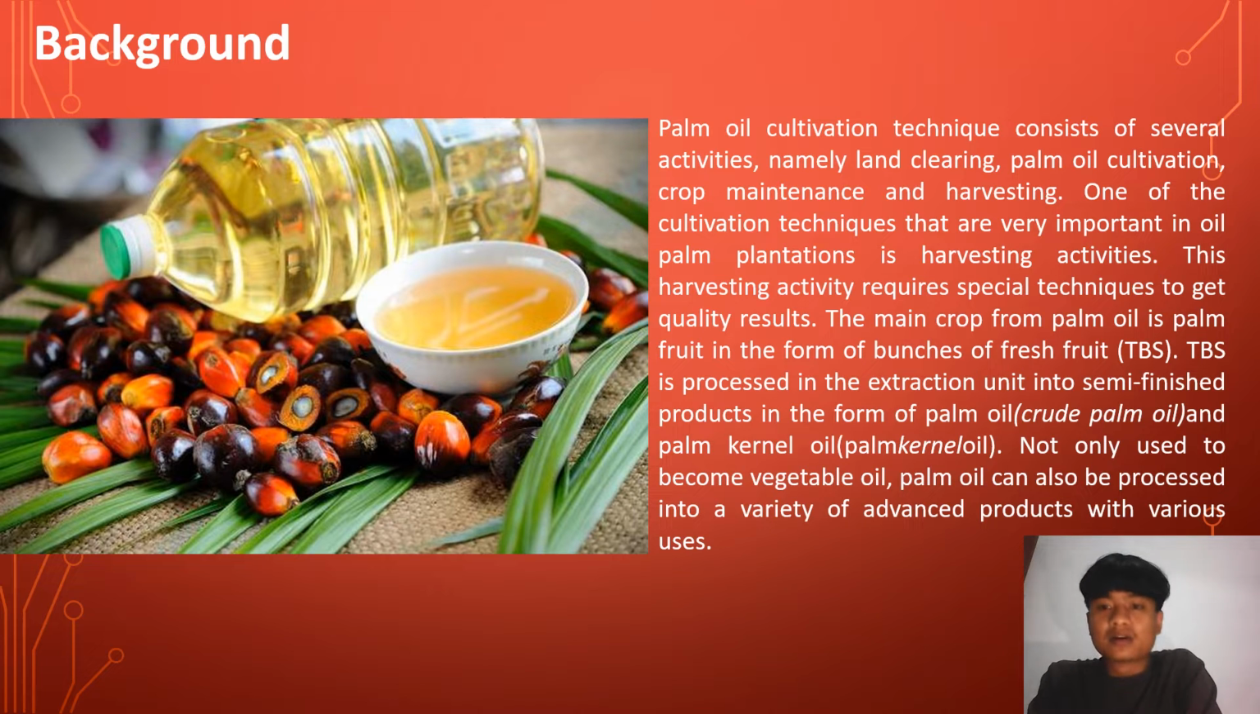The main crop from palm oil is palm fruit in the form of bunches of fresh fruit. TBS is processed in the extraction unit into semi-finished products in the form of palm oil and palm kernel oil, not only used to become vegetable oil. Palm oil can also be processed into a variety of advanced products with various uses.